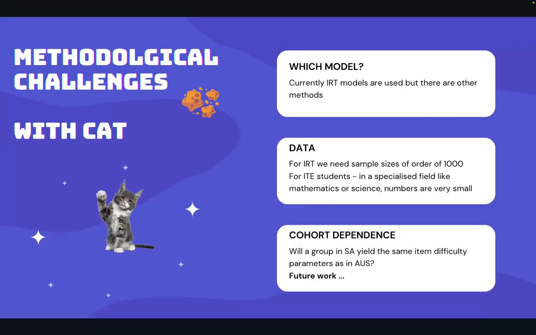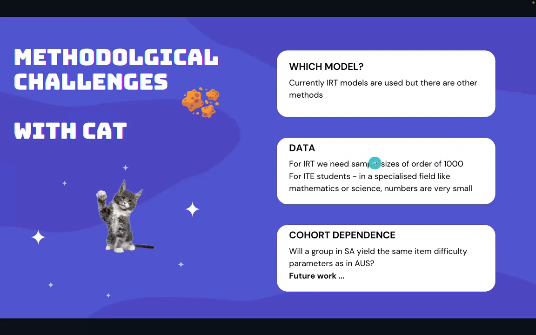So what are some of the methodological challenges with CAT? Well, which model? Currently IRT models are used, but there are other methods, and as I said, there are different types of parameterizations. For example, the Rasch model, or the one-parameter logistic model, is simpler, but not always representative of all the data. And for our IRT, as I alluded to earlier, we need sample sizes of the order of 1,000 to run the code in R or MATLAB or similar packages.